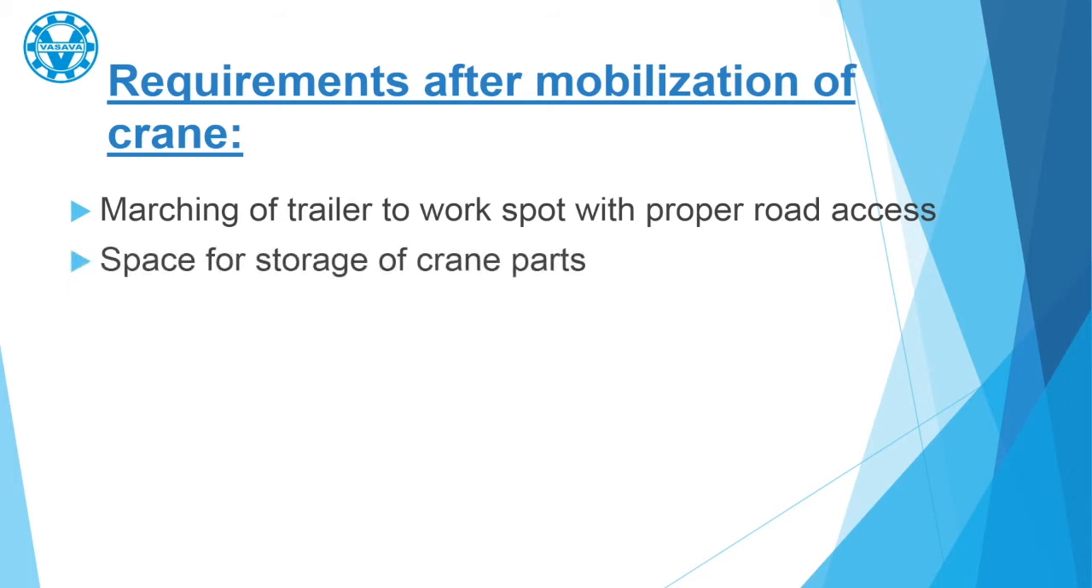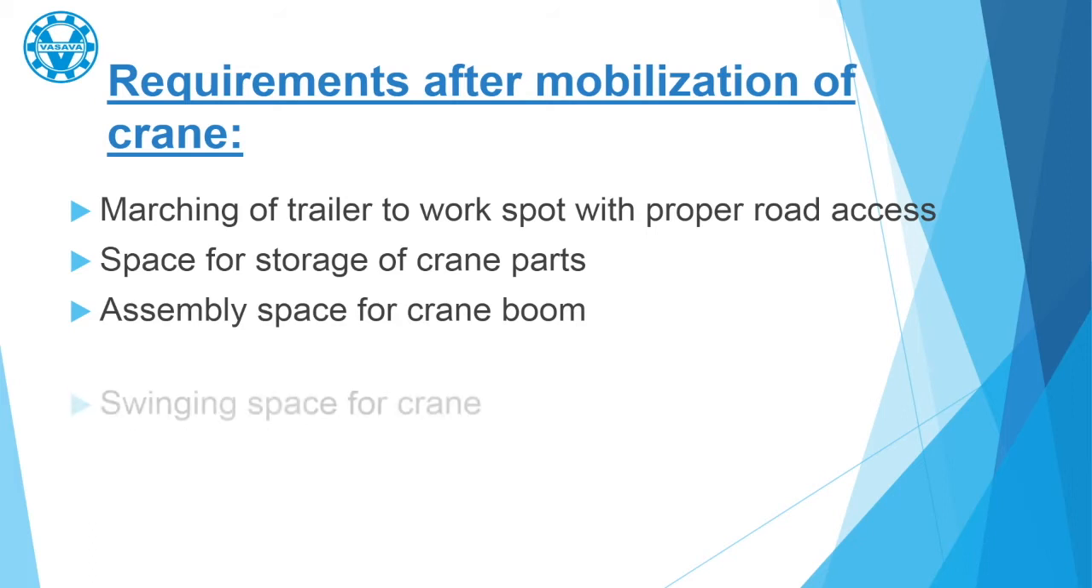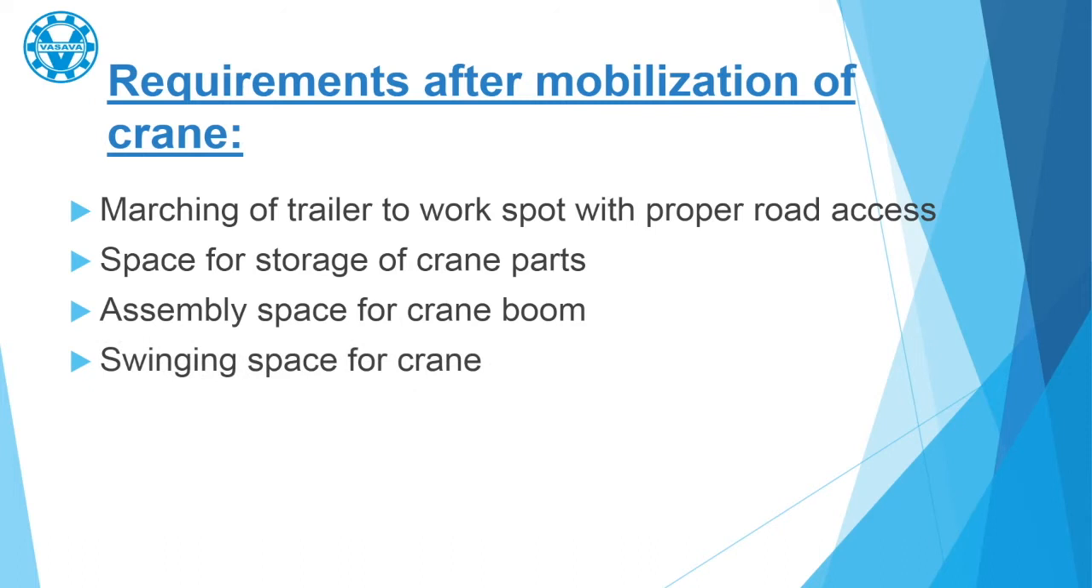Then second point is space for storage of crane parts. Third point is assembly space for crane boom. This is a major factor for work at much higher elevation. Number 4 is swinging space of crane. At times, the counterweight and superlift attachment is likely to conflict with existing building or structure.